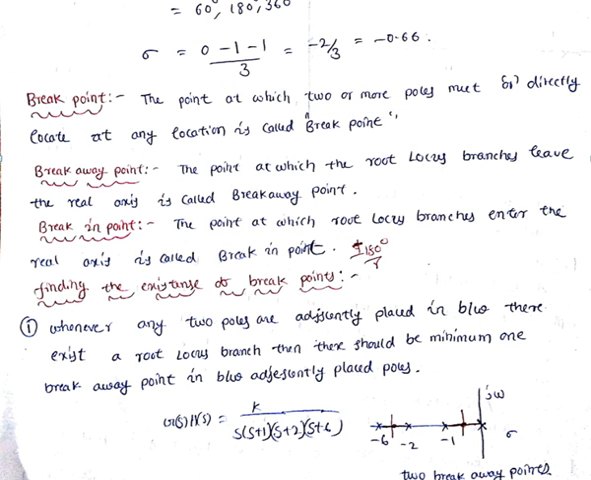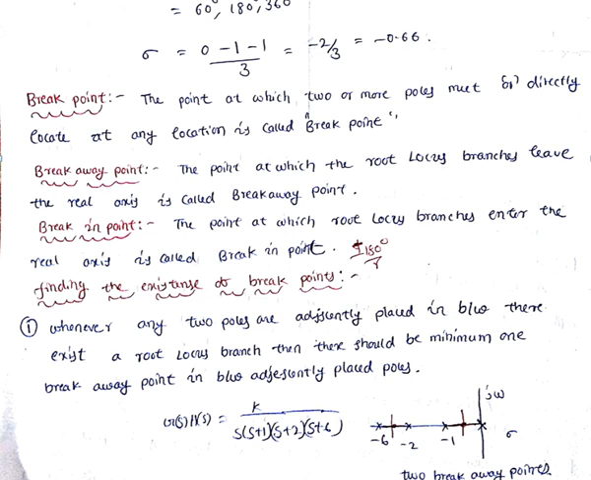The point at which the root locus branches leave the real axis is called the breakaway point. The point at which root locus branches enter the real axis is called the break-in point. Here the angle at which the branches leave the breakaway point is plus or minus 180 by r.